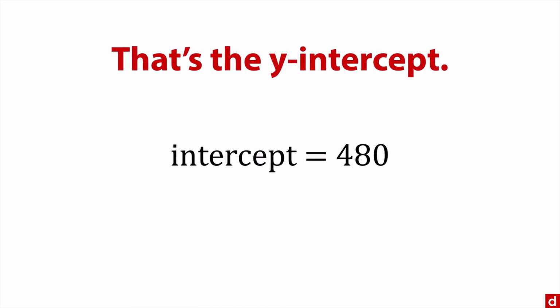So when we've discounted price to 0, when price is 0, then the expected sales is 480. Of course, that's not going to happen in reality, but it's necessary for finding the slope of the line. And so now let's get the slope.